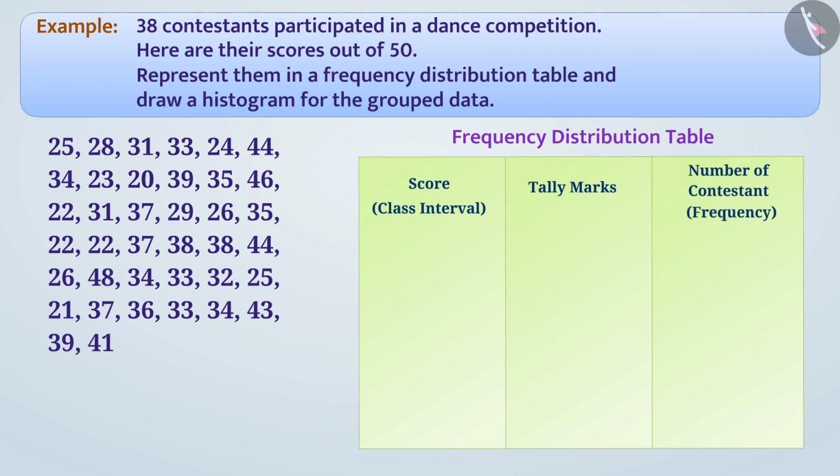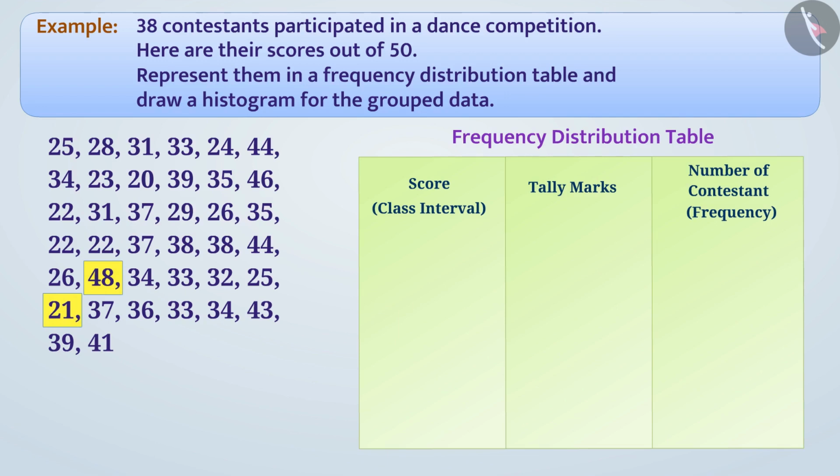Now, we will choose the class interval. Can you tell me the class interval we can take here? Think. Let me tell you, we see that the smallest observation is 21 and the largest observation is 48. So we have to construct class intervals in such a way that we can represent these numbers effectively.